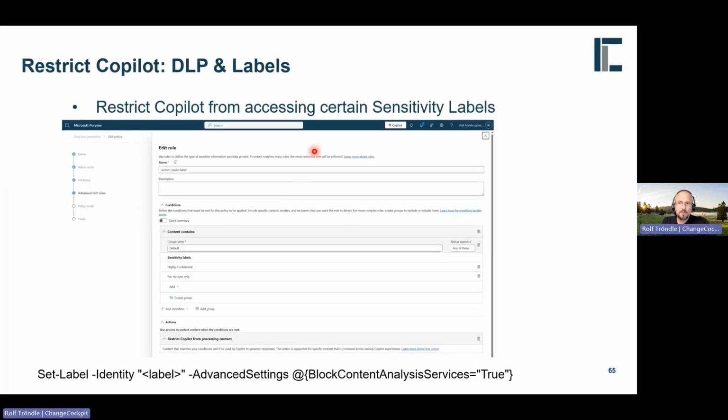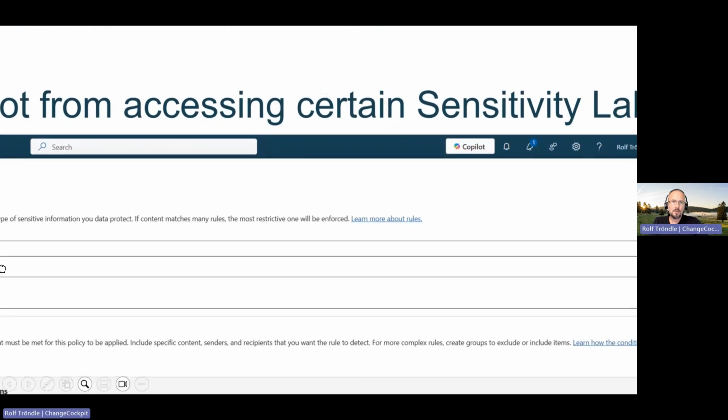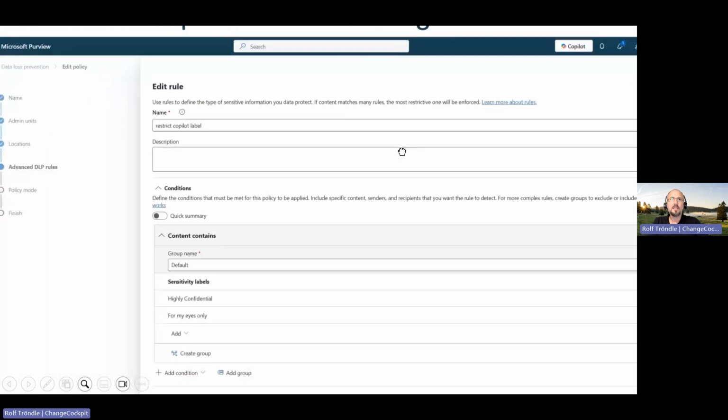If you have the need to restrict Copilot from processing certain sensitivity labels, let's say you have highly confidential documents, then often the requirement is that Copilot must not use content from such highly sensitive documents. You now have 2 options to exclude these files. One is a DLP policy. This is called restrict Copilot from accessing certain sensitivity labels.